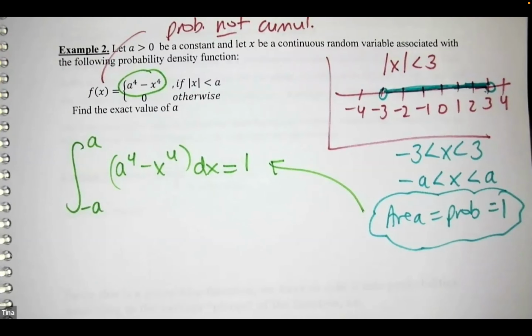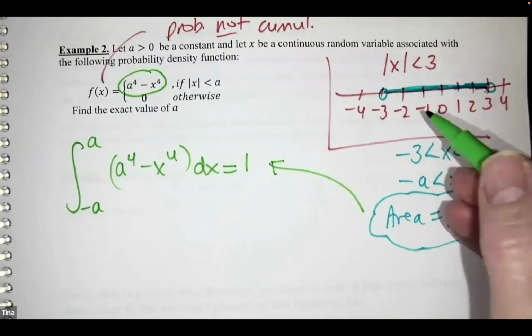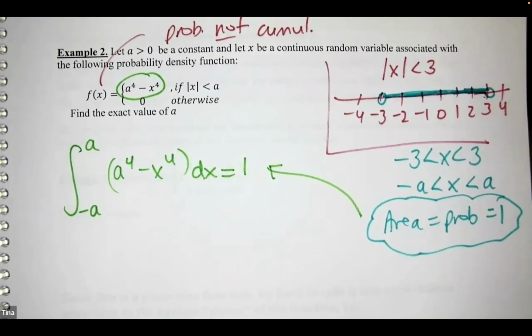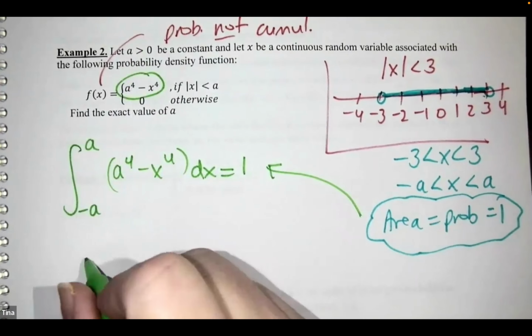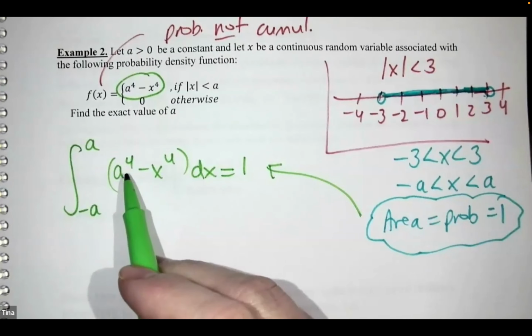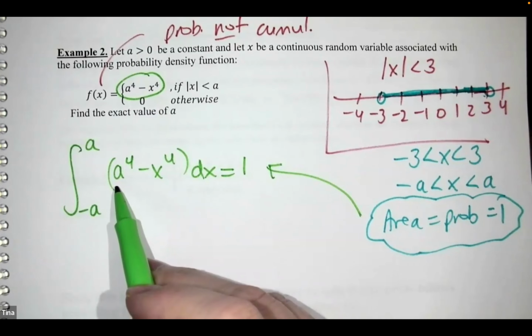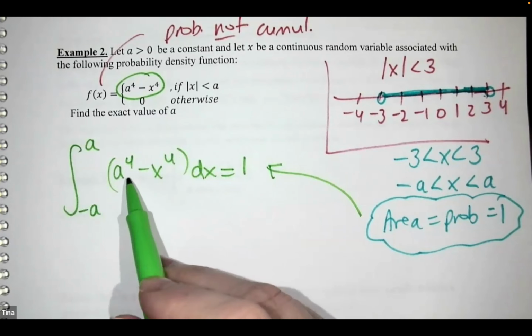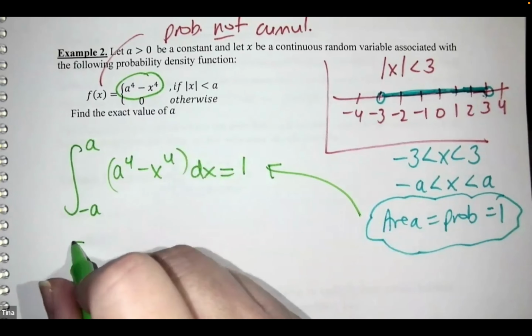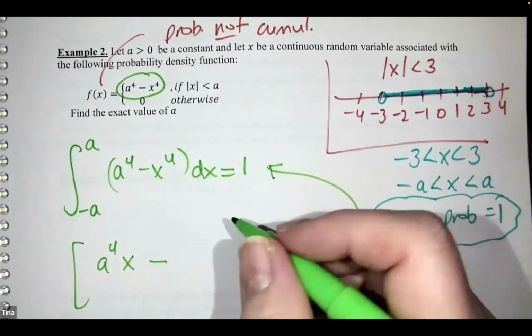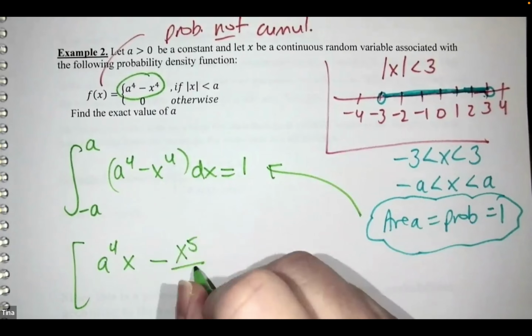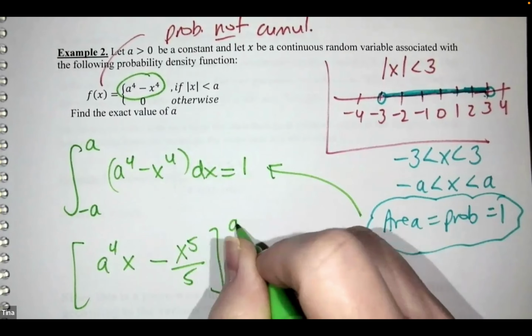So remember, a is a number, right? Like 2, 3, 5. In my example, I just kind of made it up to be 3, but it could be any number. It says it's positive, right? So think about, if you had the integral of 2, it would be 2x. So the integral of 5 would be 5x. So it's kind of weird, but the integral of a to the 4 with respect to x is just a to the 4 times x, the constant times x, minus the integral of x^4, which is x to the 5 over 5.